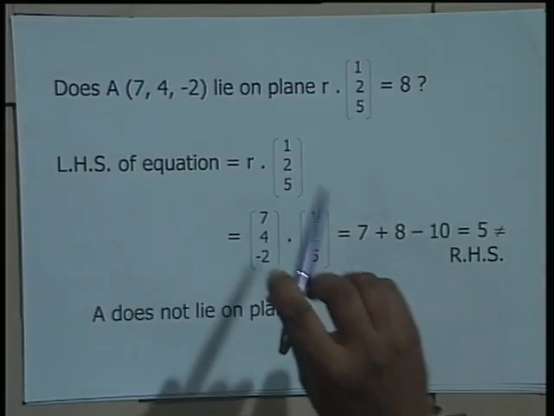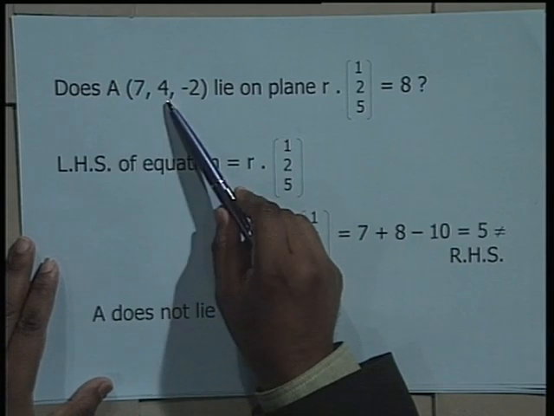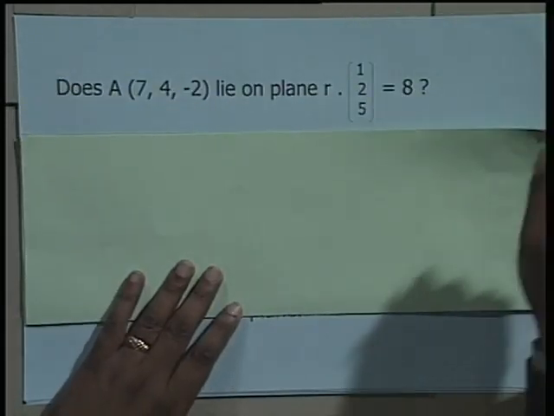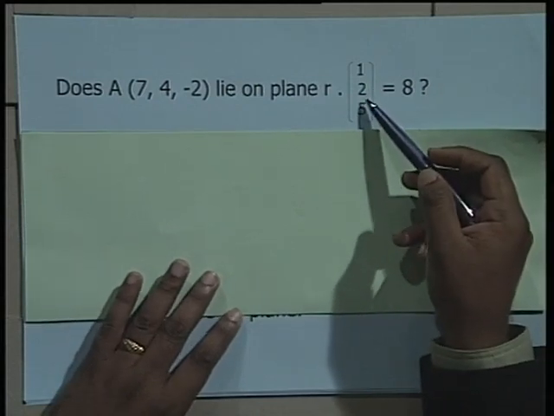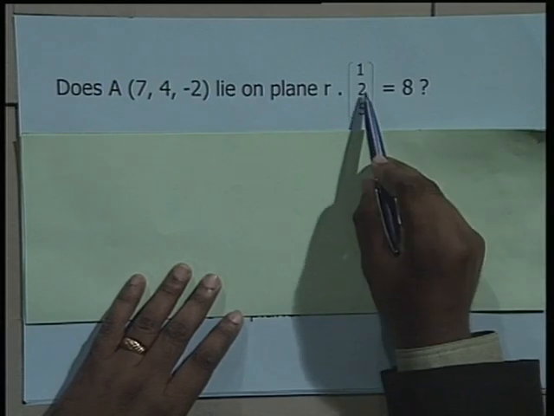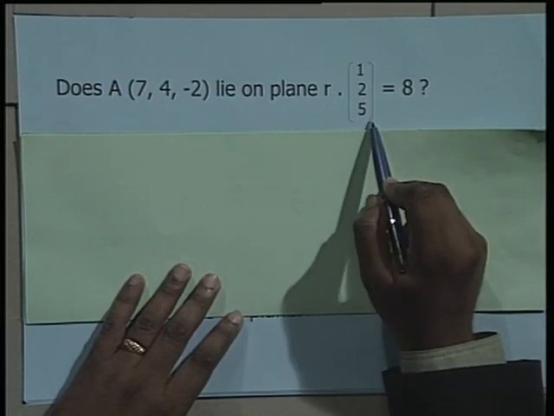It's very important to verify whether a point lies on a plane or not. Let's take an example. Does the point having coordinates 7, 4, minus 2 lie on the plane having equation r dot (1, 2, 5) equal to 8? Note that (1, 2, 5) is the vector perpendicular to the plane.